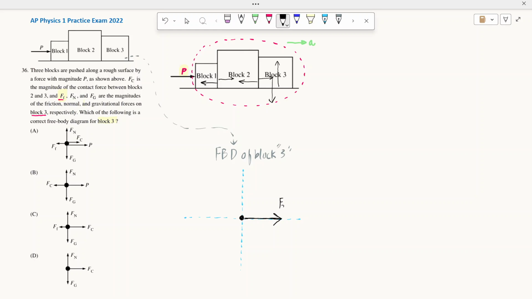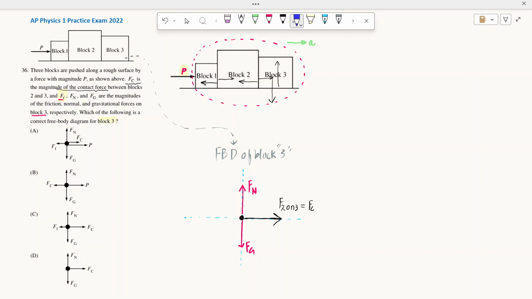In our question, this force is FC, the magnitude of the contact force, right? So this is basically FC. What about the weight? Obviously, the weight, the force of gravity, is exerted downward, which is balanced by the normal force, written by this letter in our question.